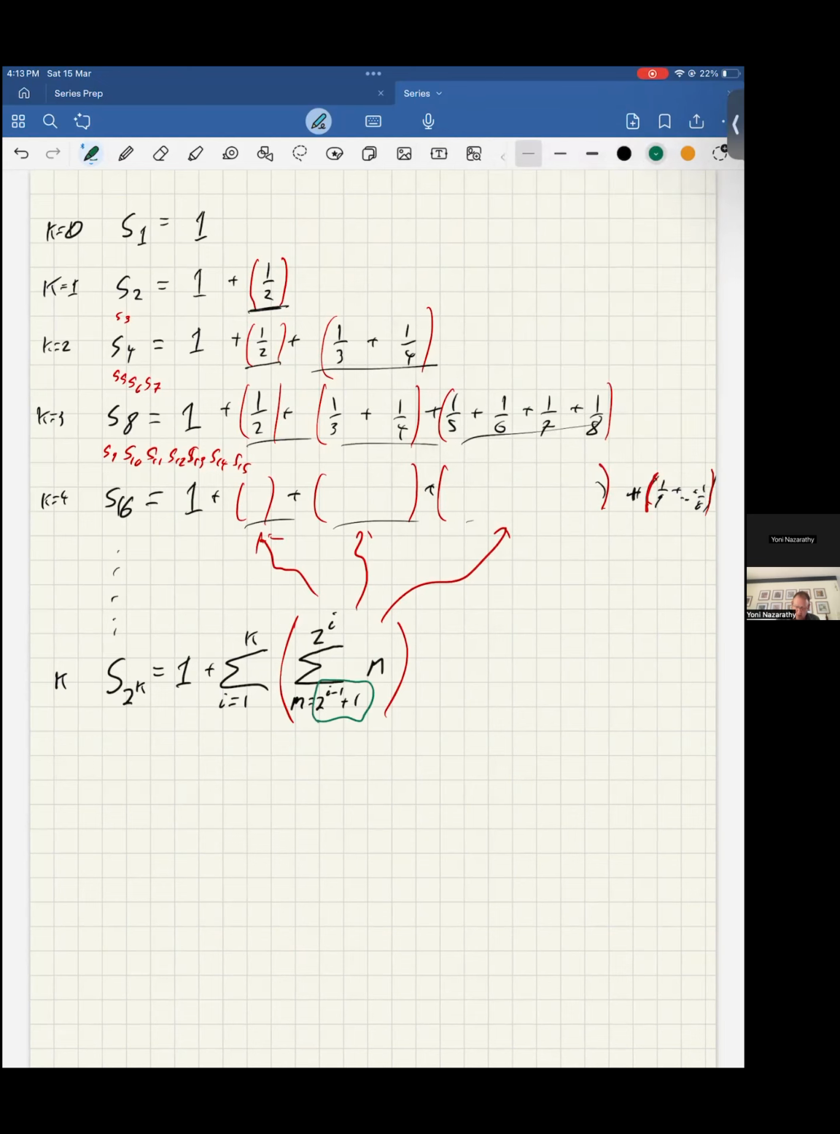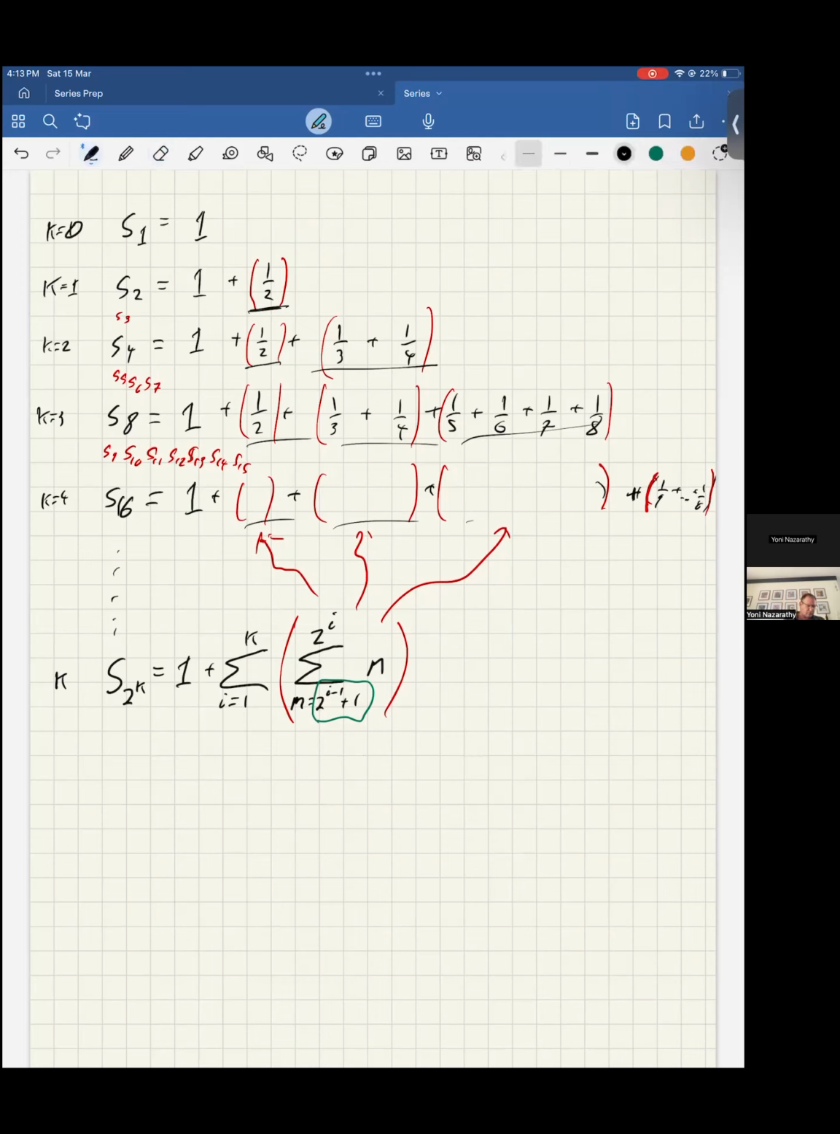When i equals 1, it's 2 to the power 1 minus 1 plus 1. That's 2 to the power 0 plus 1. And we're going from 2 till 2 to the power 1, till 2. It's just this. When i equals 2, it's a third plus a fourth. When i equals 3, it's a fifth plus a sixth plus a seventh plus an eighth, etc., etc. So it's not the hardest thing in the world to see that this thing holds.